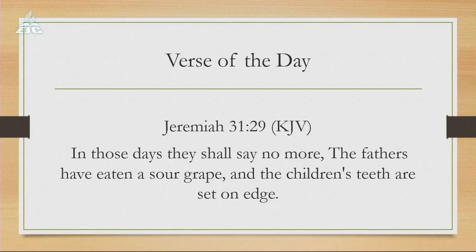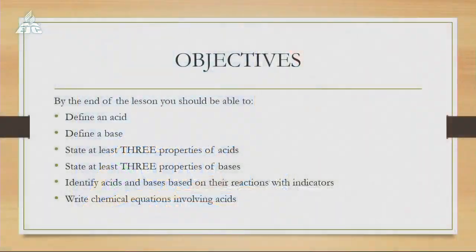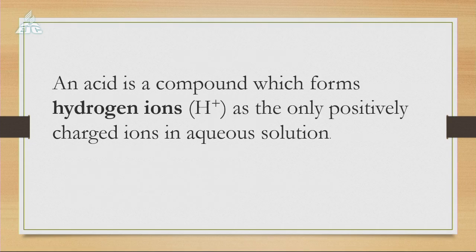We are going to be looking at acids. Let us look at our objectives. What do we want to learn today? We want to be able to, by the end of this lesson, define an acid in one way, define a base, state at least 3 properties or features or characteristics of acids, state at least 3 properties of bases. We are going to try to identify acids and bases based on their reactions with indicators, and we're going to try to write a few equations based on the properties of acids. Okay, so we are going to begin.